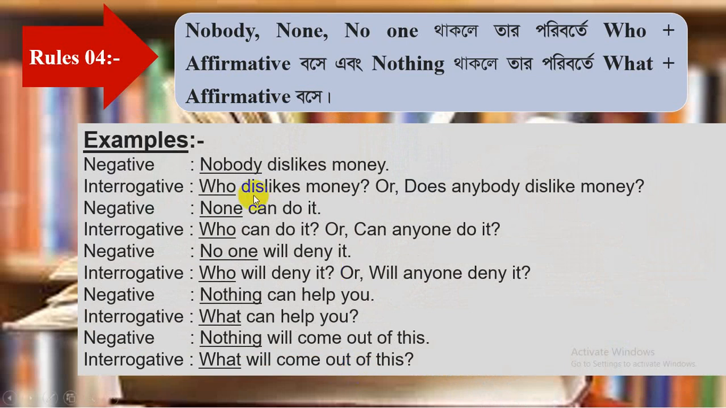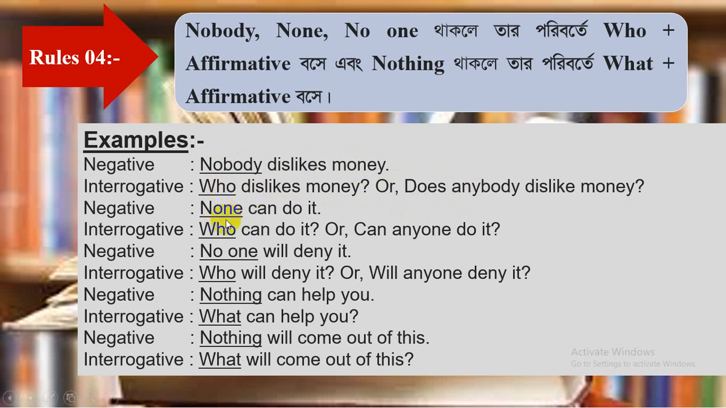The first one: nobody dislikes money. In replace of nobody we have to use who dislikes money. The remaining sentence will be as usual. Or we can change it a different way: does anybody dislike money? None can do it.